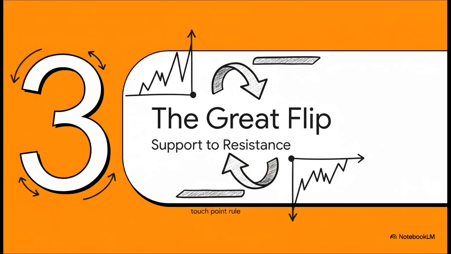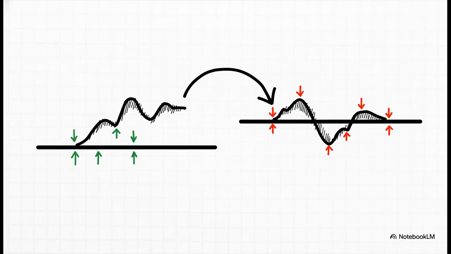Okay, so once you get the hang of this Touchpoint Rule, you can start to see something really cool. One of the most powerful dynamics in all of technical analysis. It's called the role reversal, or the Great Flip. This next idea is a total game changer, I promise you. When a really strong support level finally breaks, it doesn't just disappear. It does this role reversal thing. It literally flips and becomes the new resistance.